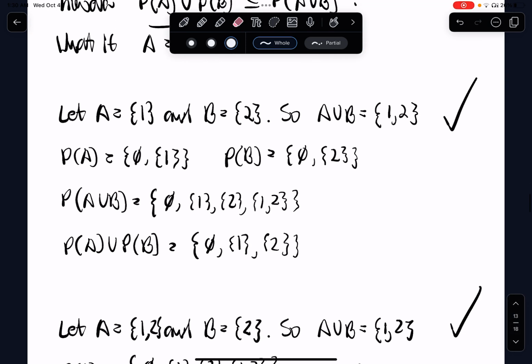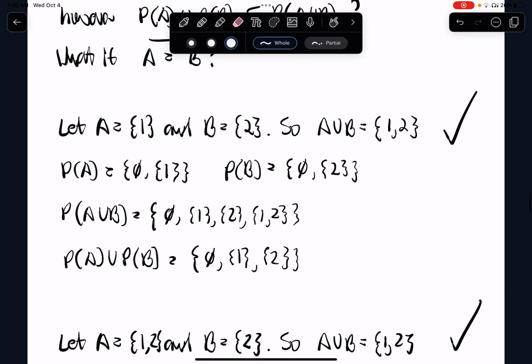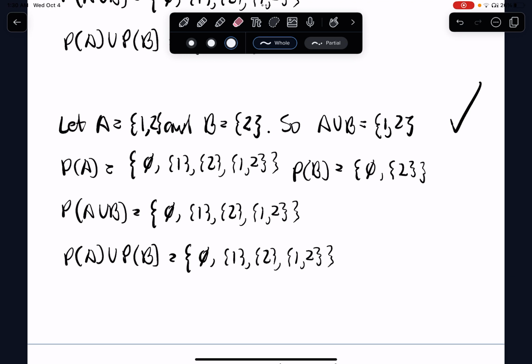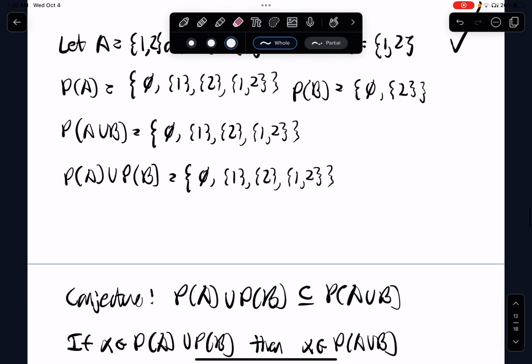So I revisit my last example showing that the power set of A union the power set of B is indeed a subset of the power set of A union B. I also provide another example where set A and set B share a common element, and I got that these two sets in this case were equal, which by definition of subset also means that the power set of A union the power set of B is a subset of the power set of A union B.